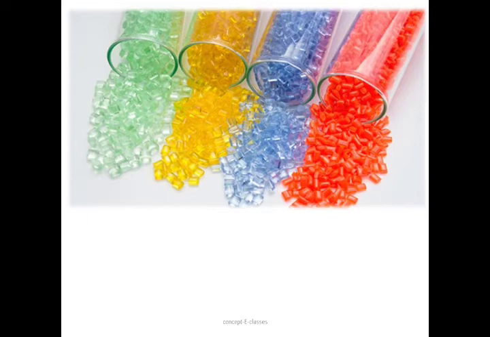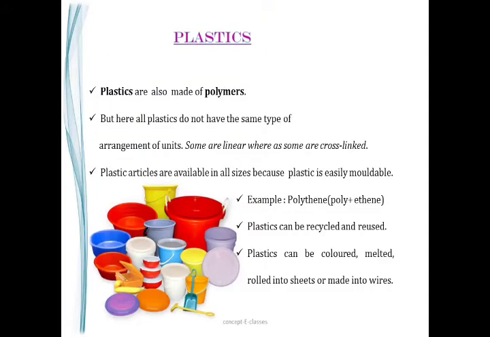Now let's move on to another polymer. It is plastic. Like synthetic fiber, plastic is also made of polymers. But here not all plastics have the same type of arrangement. Some are cross-linked and some are linear. Plastic articles are available in all sizes because plastic is easily moldable. It can be molded into any shape, like a bucket, mug, etc.